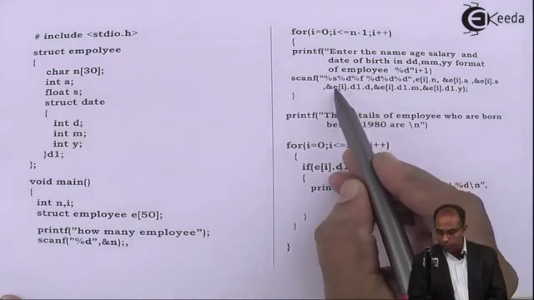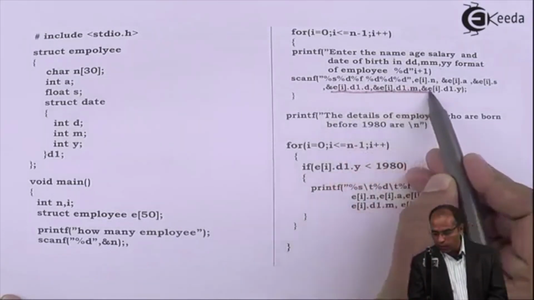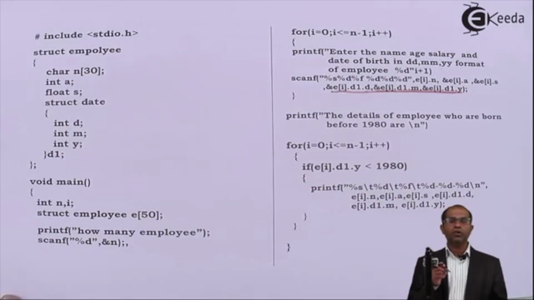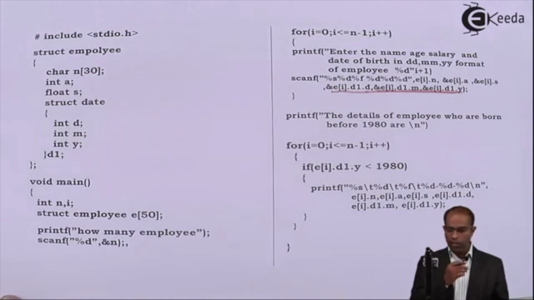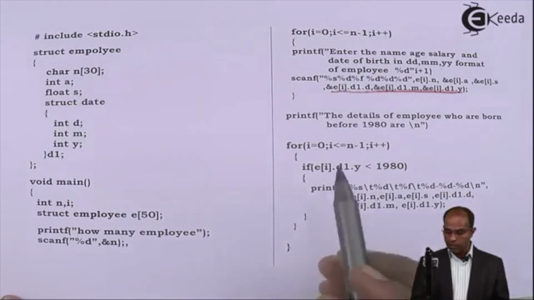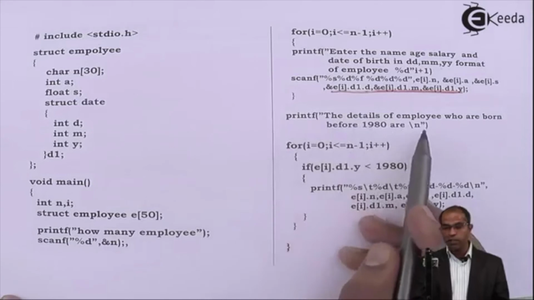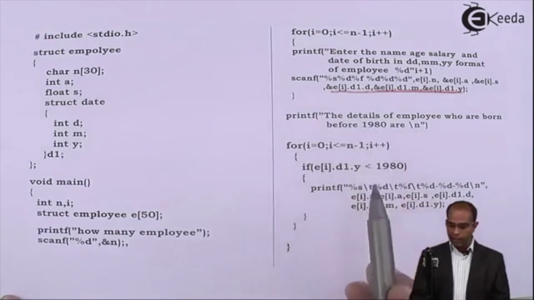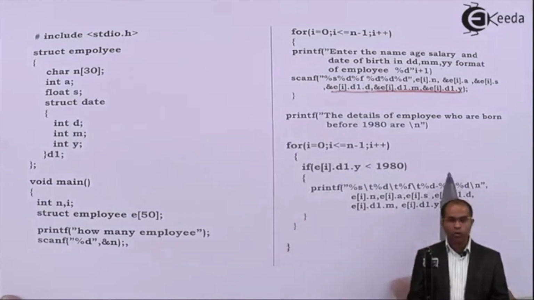So this is the place where we have used the concept of nested structures. We have read the members of the nested structure by using multiple period operator. Right? So once the entire records have been read, I have to proceed to the next step. The next step is to print those employees who are born well before 1980, and then you are supposed to process all the n employees.